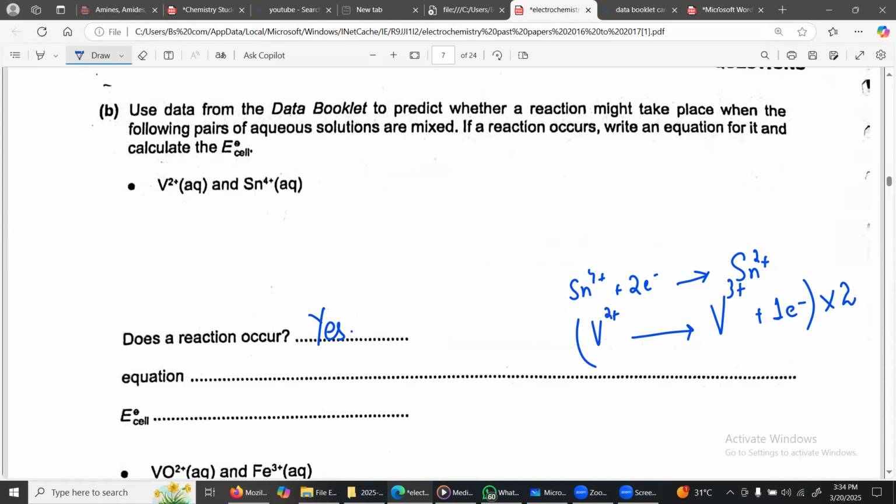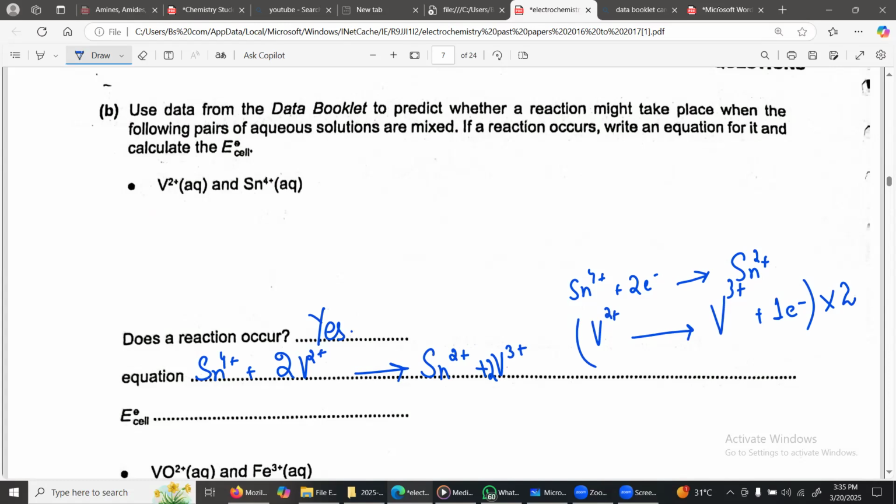So I will now write the net equation. Sn4+ plus, now multiplied by 2, 2V2+. Obviously the electrons cancel with the electrons, so I will not write them. And this gives Sn2+ plus 2V3+. So this is the net ionic equation for this reaction.